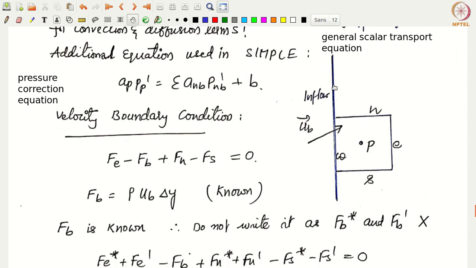So that means if we have an inflow, and this is a cell that is adjacent to the inflow, where U bar is specified, let's say this west face is nothing but b, and this P cell has an east face, north face and south face.